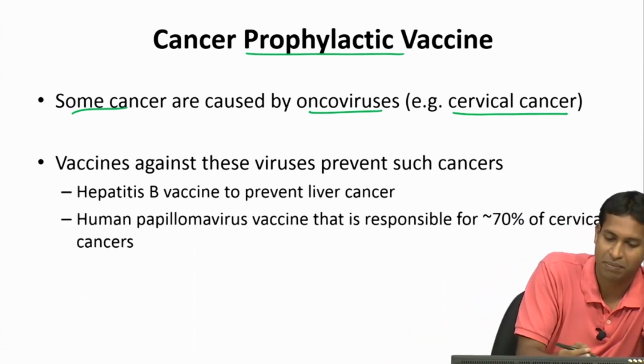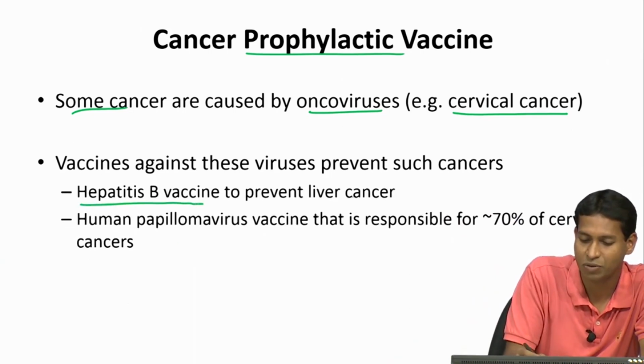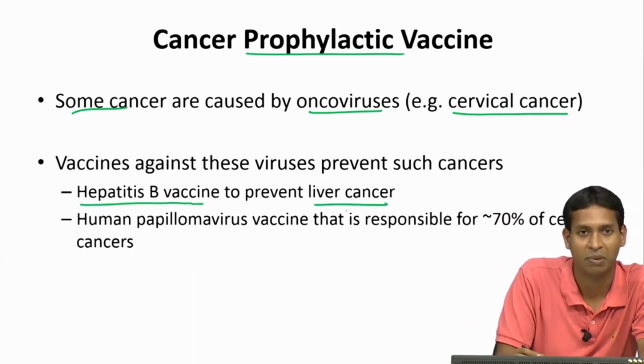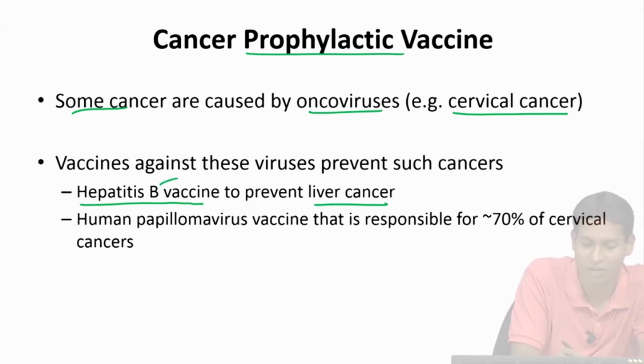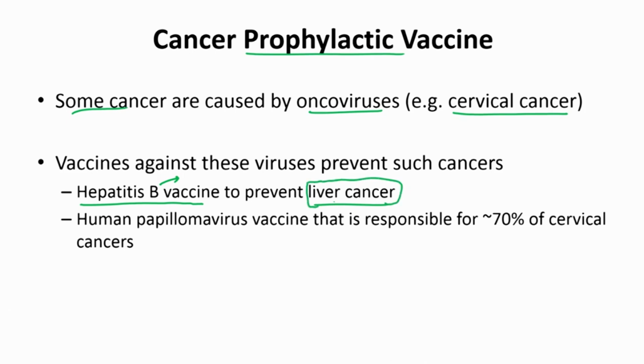So, again, a few examples: the hepatitis B vaccine is used to prevent liver cancer. If you get a hepatitis B infection, you have a higher tendency to get liver cancer. However, if you get the hepatitis B vaccine, you will not get hepatitis B disease, and because of that the liver cancer incidence will also go down. So, this is given as a prophylactic treatment. Even before you are getting cancer, even before you are getting hepatitis B disease, you have been given a vaccine that directly or indirectly leads to prevention of liver cancer.